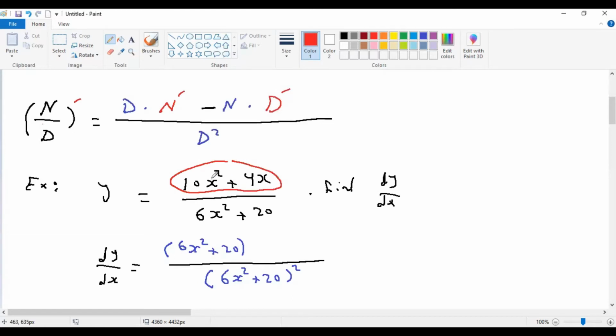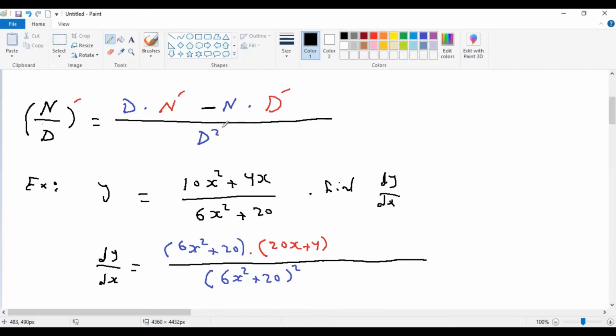So the derivative: 2 times 10 is 20x, because the power 2 minus 1 is 1, plus the derivative of 4x, which is 4. So it will be 20x plus 4. This is the derivative of the numerator.